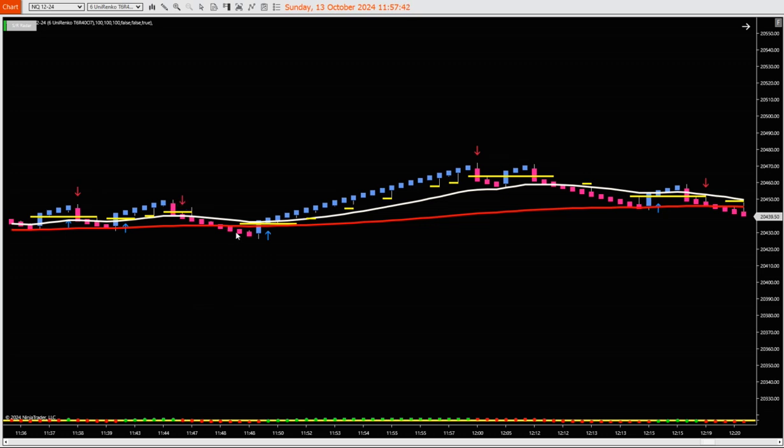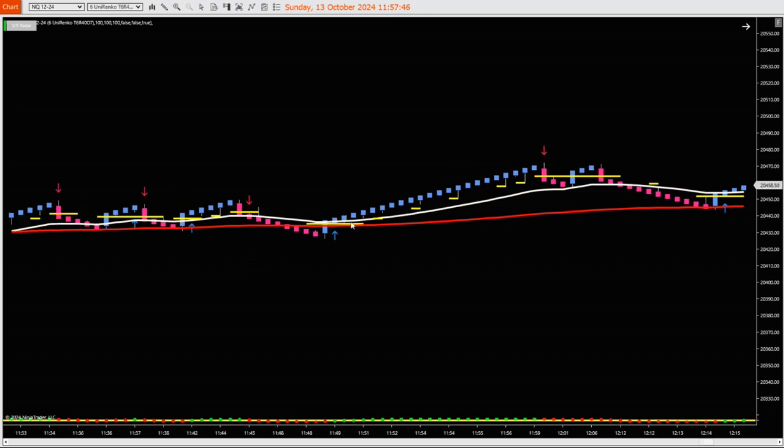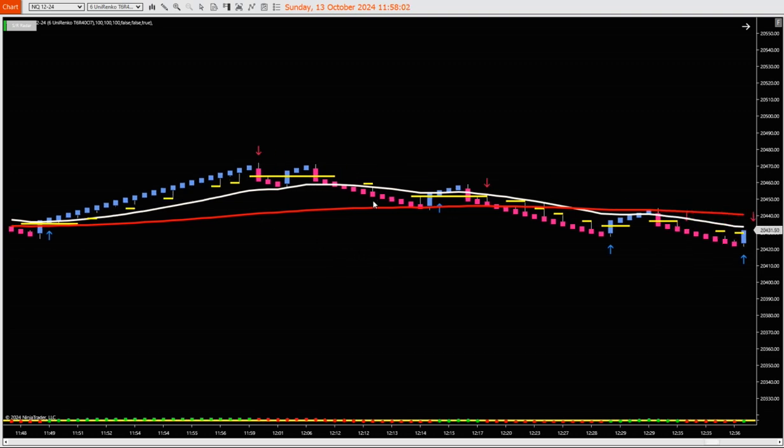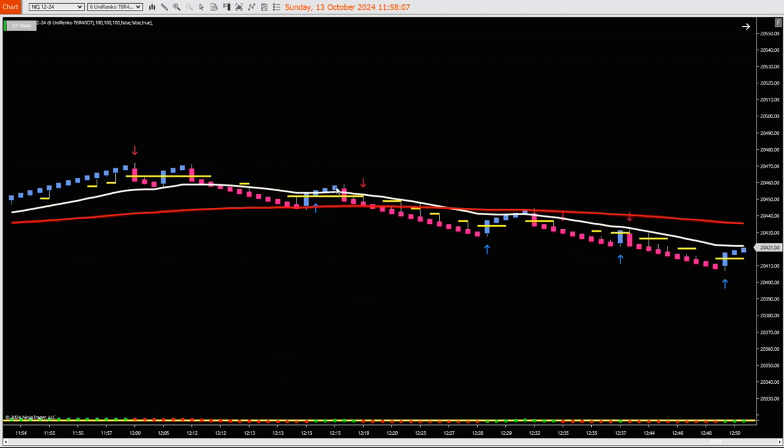Direction change, take this trade right here, winner. Direction change, winner. Direction change. We're not taking it. We're above the EMA. Direction change, winner. You get 6 ticks right here. You'll get your 6 ticks. Direction change, one trade, winner. Direction change.